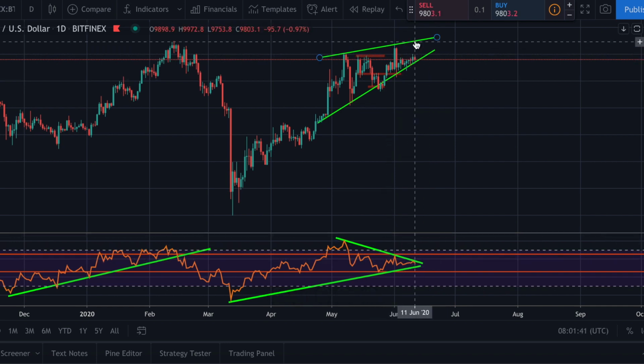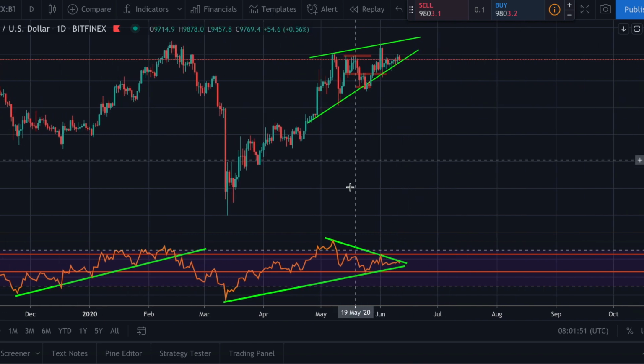However, if we are breaking this horizontal resistance in the RSI, I definitely think that bullish momentum could bring the price of Bitcoin above this level, the 10,500 level. That is where the resistance of the rising wedge right now is. But that also counts for the other direction.